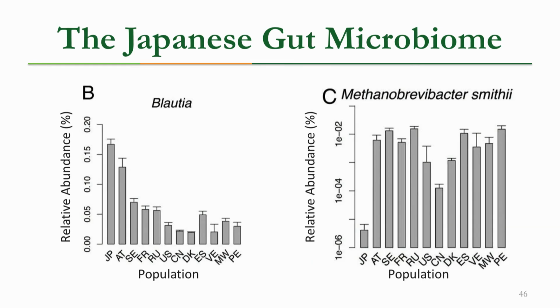And the reason for this is the bacteria in the gut. Blautia is a genus of bacteria that's commonly associated with acetate production. We can see here that the Japanese population has a higher abundance of Blautia in the gut. And Methanobrevibacter smithii is a species of bacteria associated with methane production. So we can see here on the right that they have a much lower abundance of this species. So what causes this is diet.